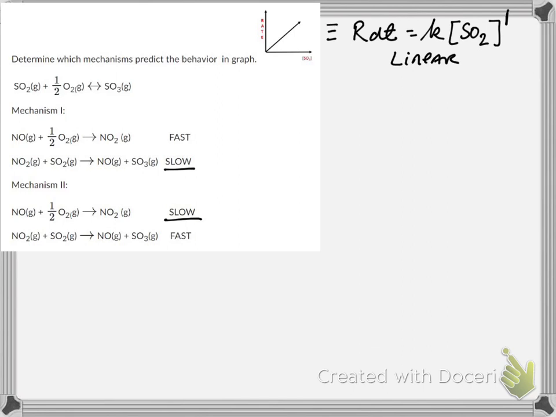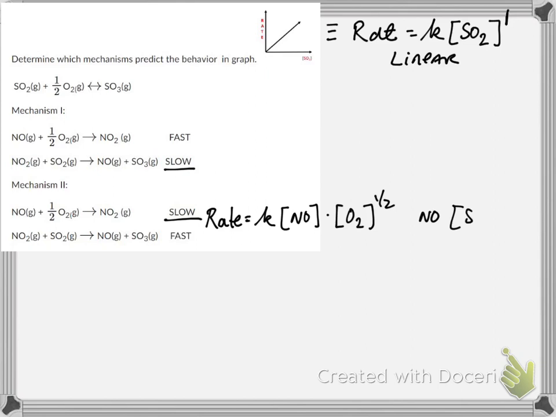And so what we're going to do is write, as we talked about in class, the rate of a reaction is uniquely determined by the slowest step. So the slowest step will always determine the rate law. So we're just going to write the rate law from the slowest step. So for mechanism 2, the slowest step is NO times O2. And remember, we raise it to the 1/2 power because of the 1/2 coefficient.